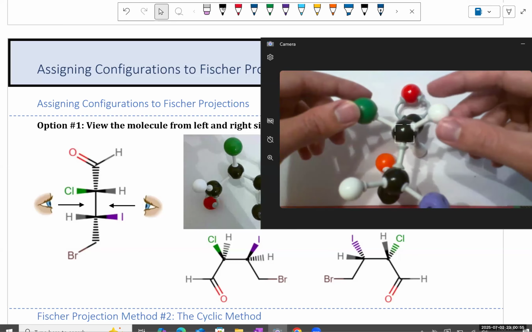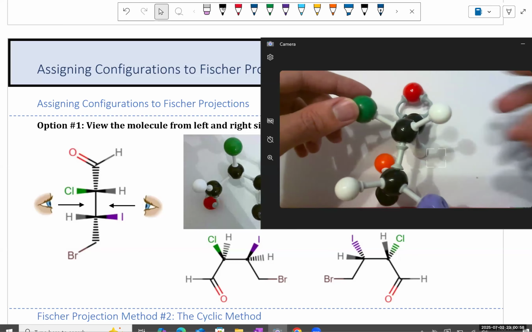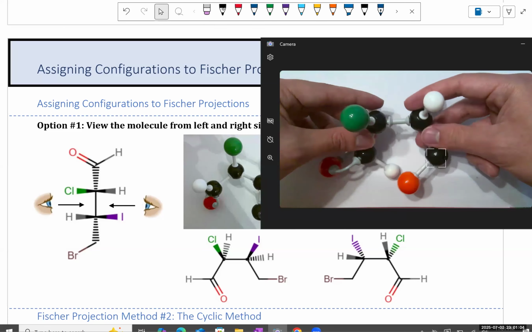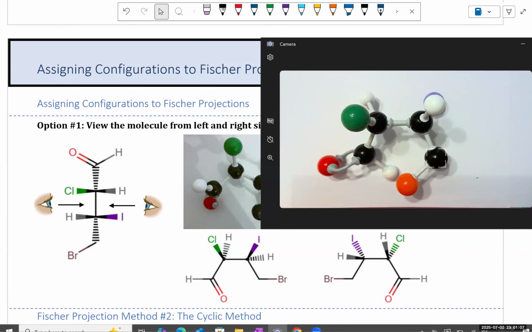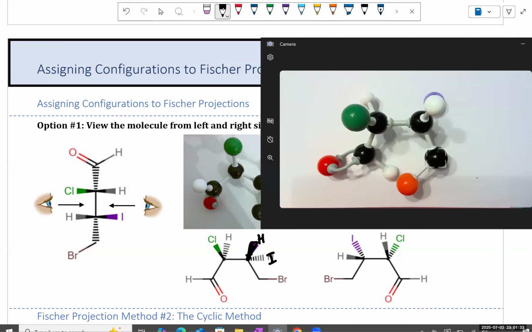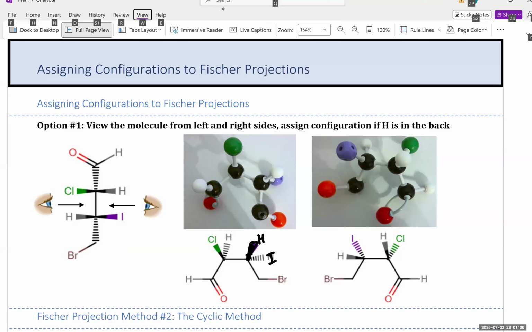So in this case, let's see what happens if we view this molecule from the left. So I'm going to view the molecule from this side. As we can see, the aldehyde ends up on the left, the alkyl halide ends up on the right, and in this case, the chlorine is wedged, and we should also have the hydrogen with the wedge, and the iodine gets the dash. As we can see from our model, and that matches the lecture view.